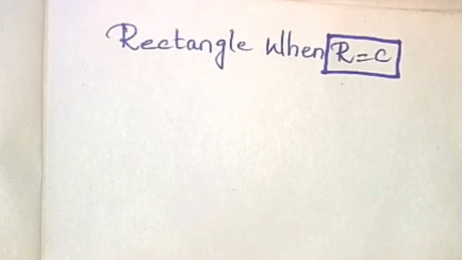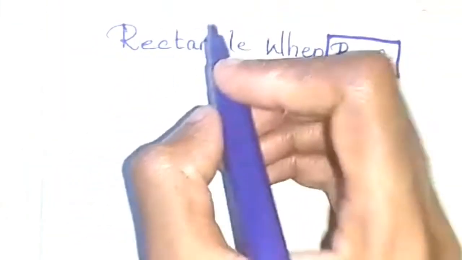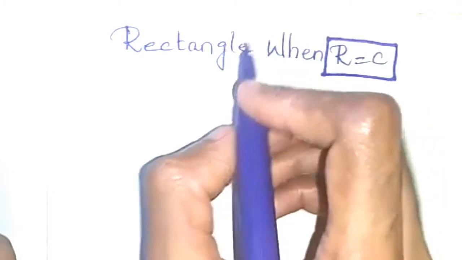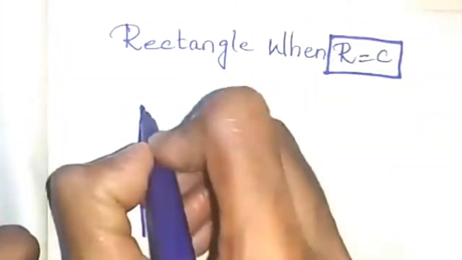Hi everyone, in the previous session we have seen a square when rows and columns are equal, and a square when rows and columns are not equal. Here is one more type of problem, that is, a rectangle having rows and columns both equal. How can we solve these types of problems? Let us take an example.